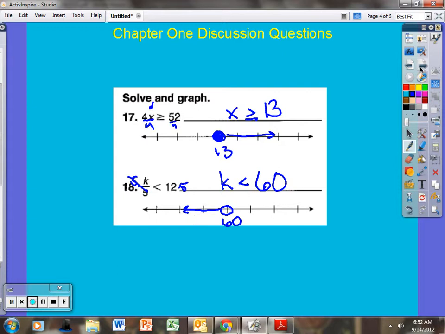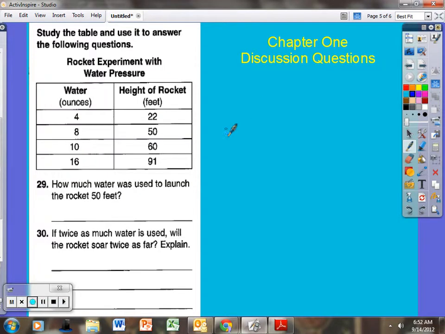All right. Last one. This really hurt my 3rd period class. The explanation part. Study the table and use it to answer the following questions. 4 ounces of water, 22 feet. 8 ounces of water, 50 feet. 10 ounces of water, 60 feet. 16 ounces of water, 91 feet. How much water is used to launch the rocket 50 feet?